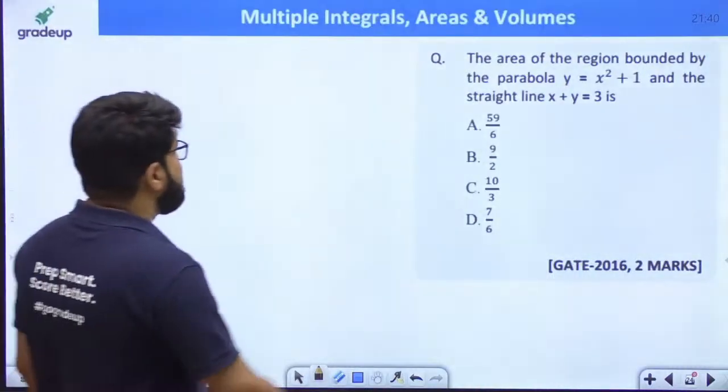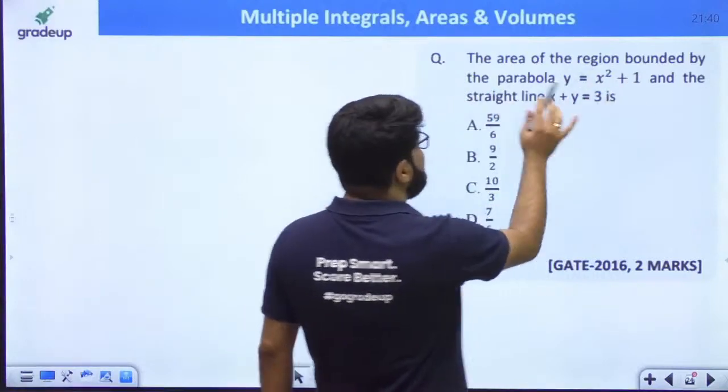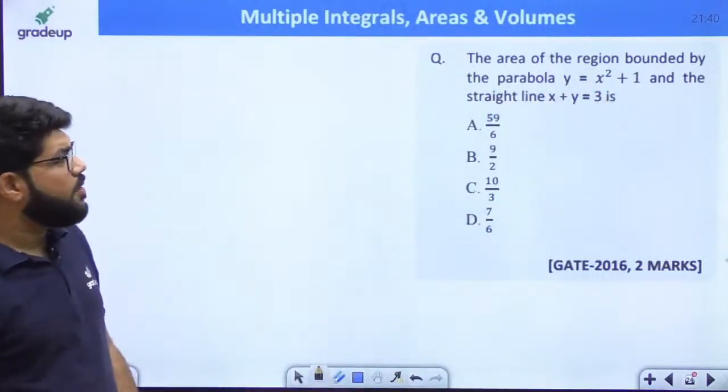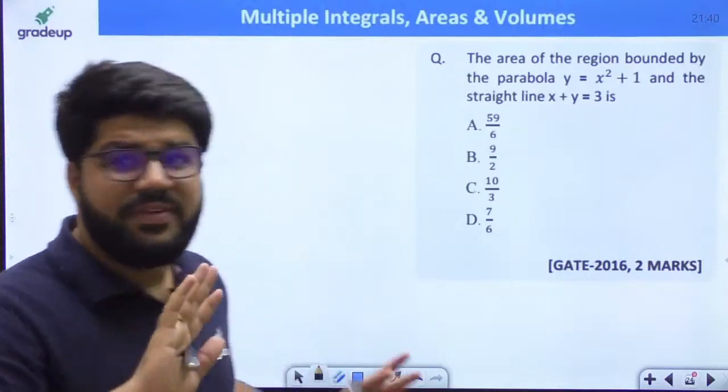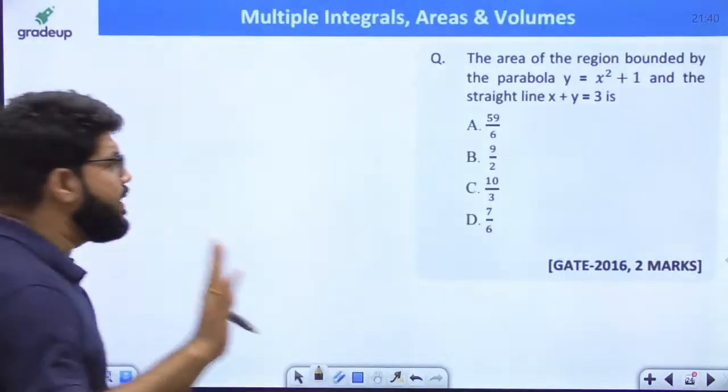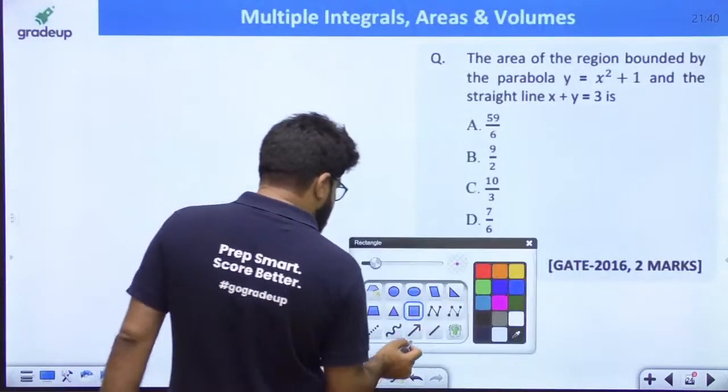Let's have a look at this question. The area of the region bounded by the parabola y equal to x square plus 1 and the straight line x plus y equal to 3. Okay, let us have a clear picture guys. Let's take a clear, neat picture first.